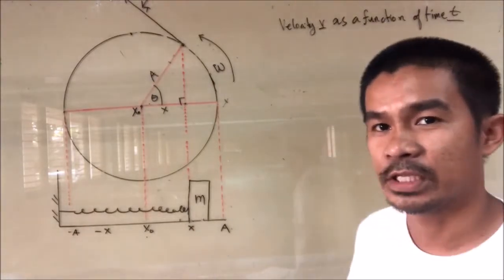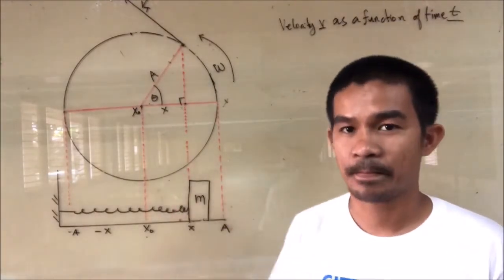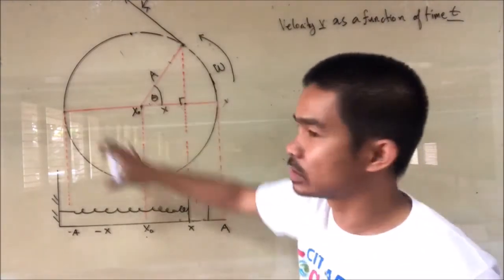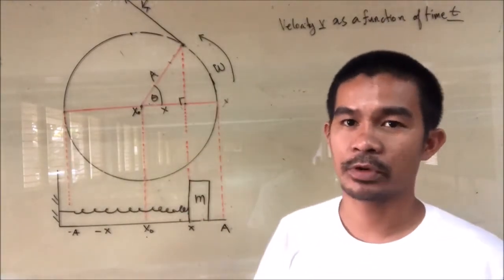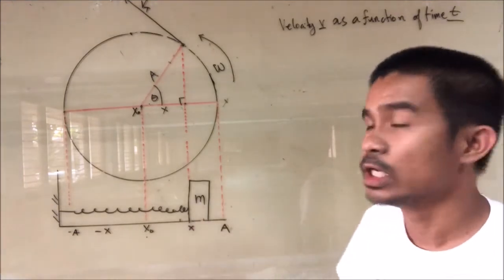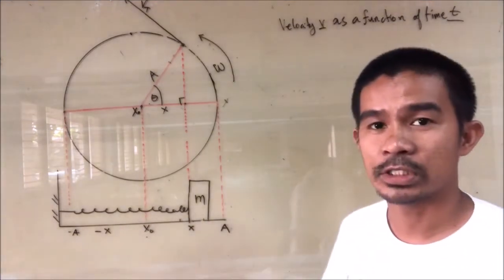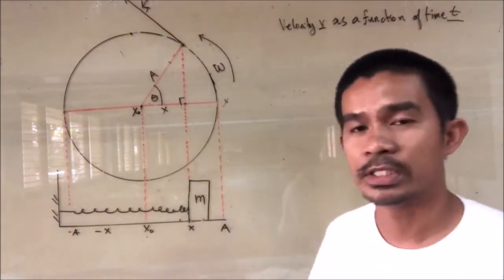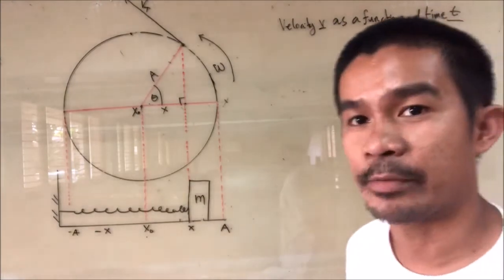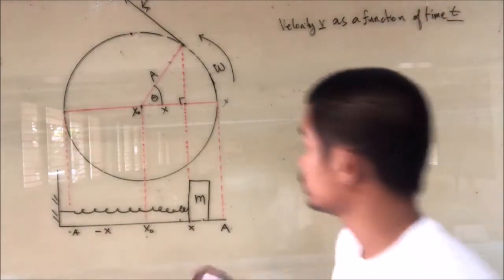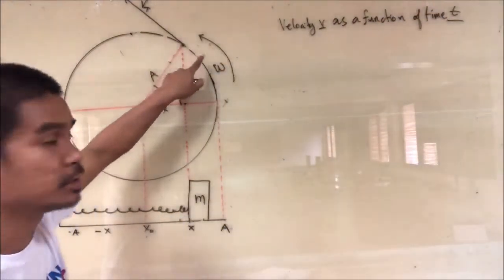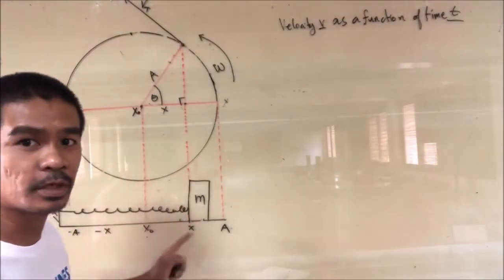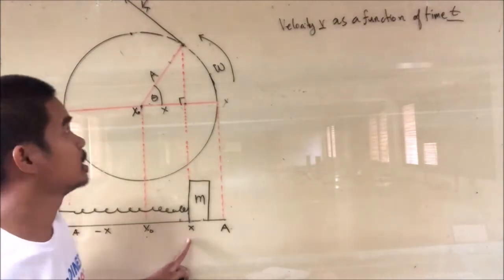Now, the velocity v as a function of time t. Okay, so we will again use the reference circle, or we will link the simple harmonic motion to uniform circular motion, so that we can determine the velocity of an object moving in simple harmonic motion as a function of time t. Now, again, if this object is located at this point of the circular path, then the object moving in uniform circular motion will be located at x.